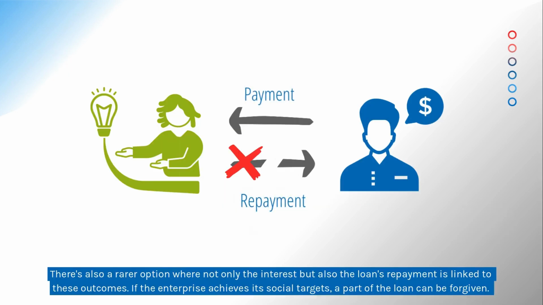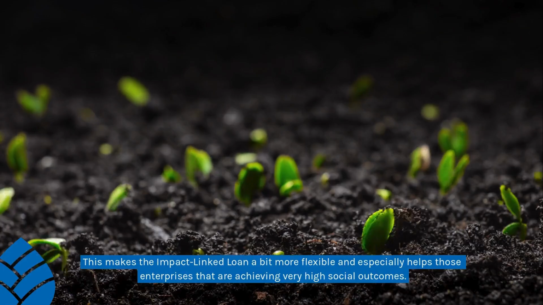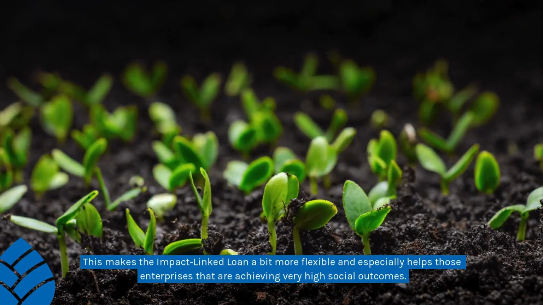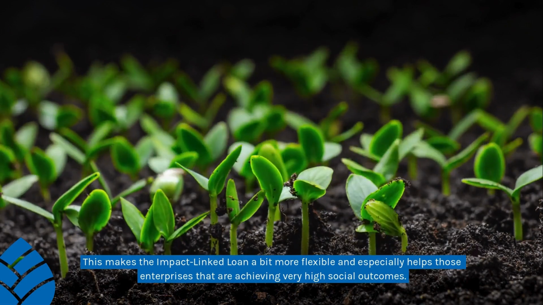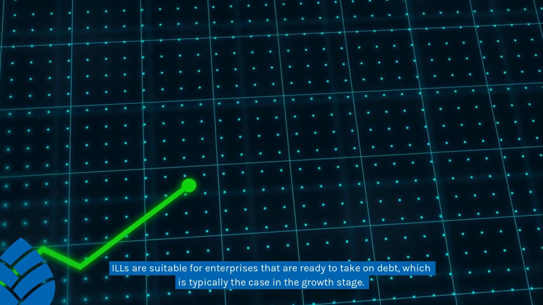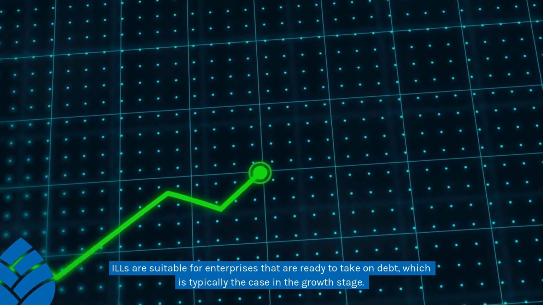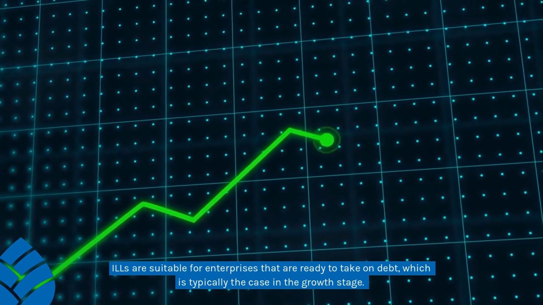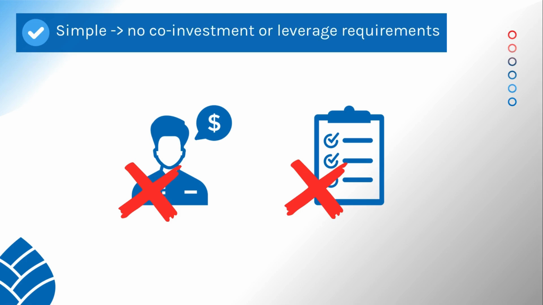There's also a rarer option where not only the interest, but also the loan's repayment is linked to these outcomes. If the enterprise achieves its social targets, a part of the loan can be forgiven. This makes the impact-linked loan a bit more flexible and especially helps those enterprises that are achieving very high social outcomes. ILLs are suitable for enterprises that are ready to take on debt, which is typically the case in the growth stage. They're a relatively simple tool with no co-investment or leverage requirements.